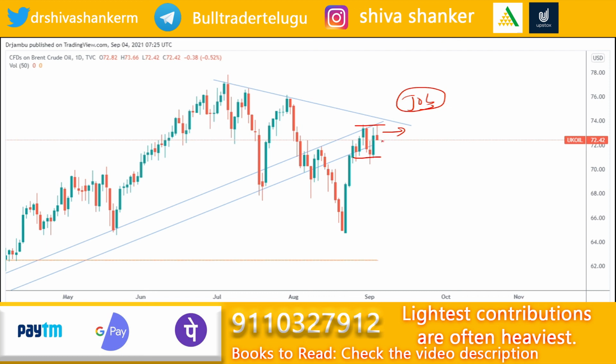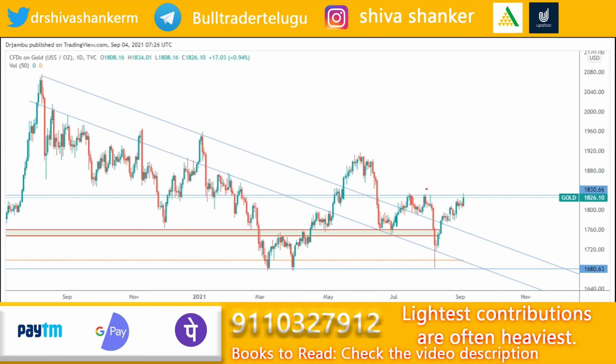So I'm expecting a fall in this crude oil, because for almost 2 to 3 months crude oil has been respecting this trend line, and right now it has come down from this level only. So if the crude oil comes below this 71 or 70.75 level, we can expect a fall up to 66 or 64 level. So in the coming week we can expect a fall in the crude oil level.